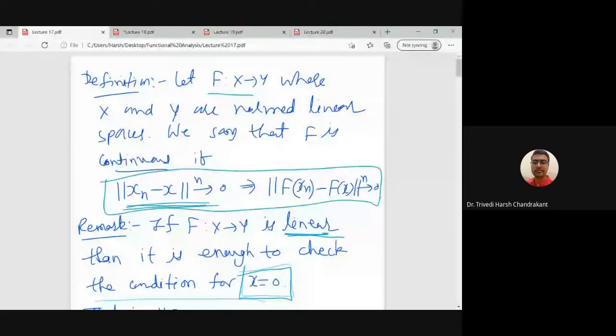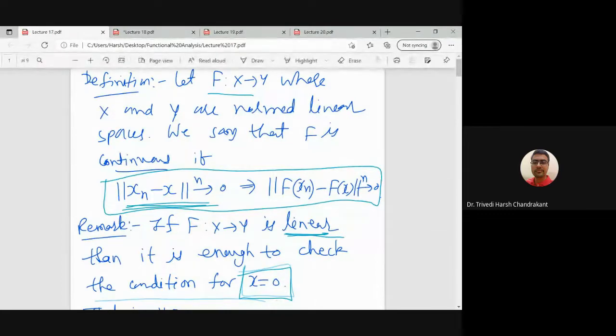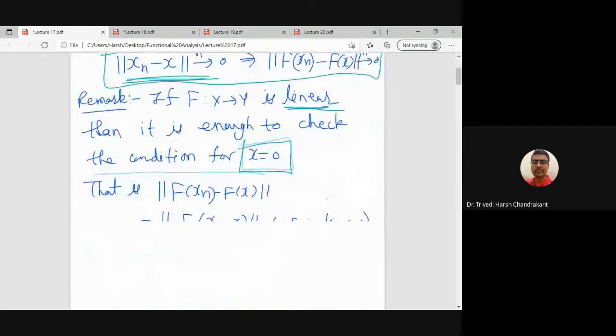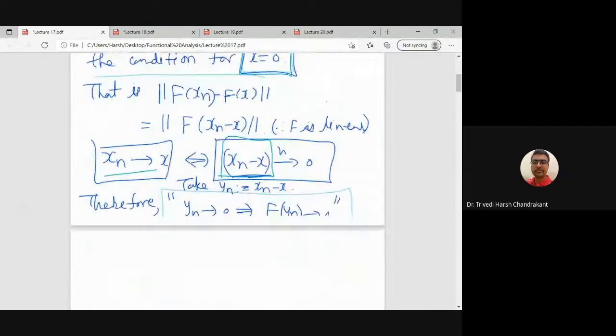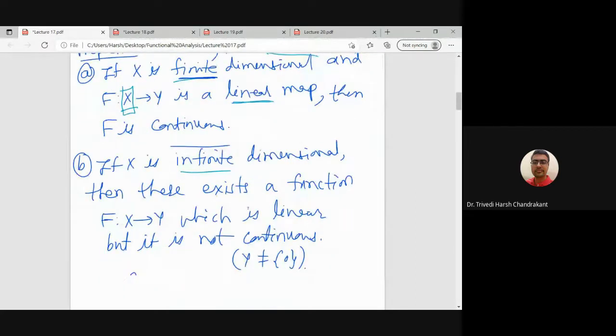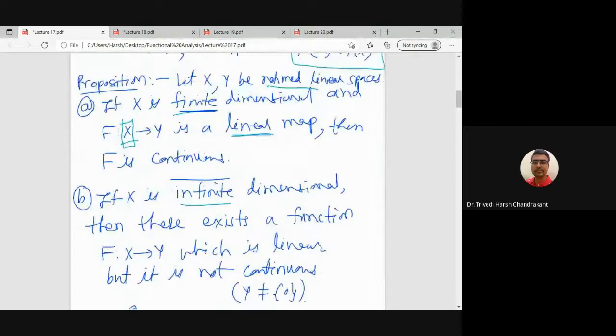In the previous lectures, we discussed that if we have a linear function from a normed space to another normed space, then to check it is continuous, we need to only check that it is continuous at the origin. It is enough to check that. And then we discussed that whenever we have a linear function on a finite dimensional normed space, then it is always a continuous function, right? So the domain should be a finite dimensional normed space.